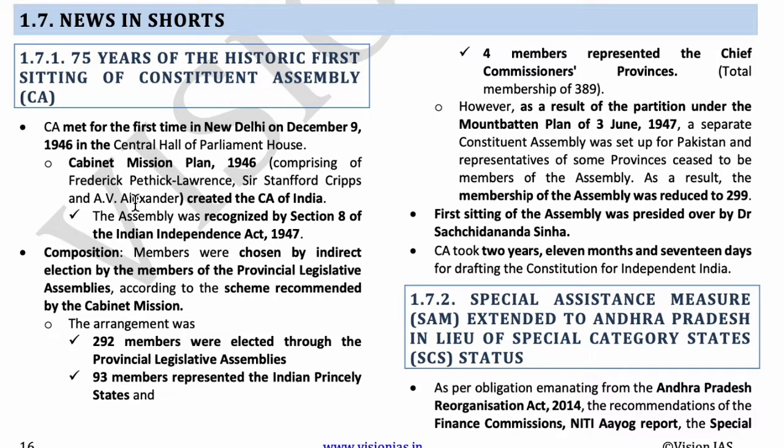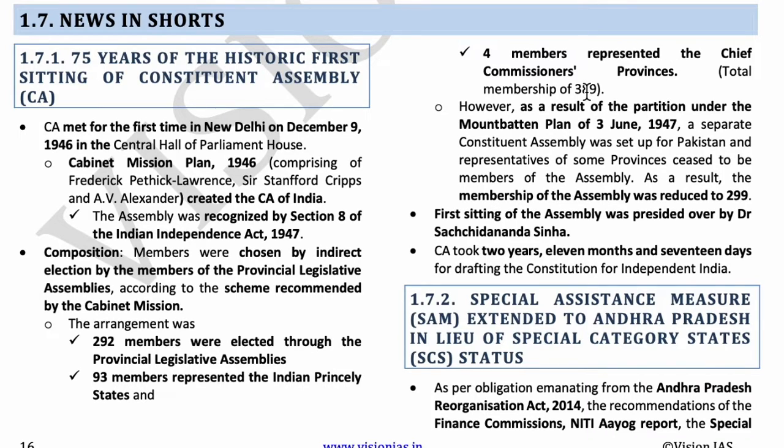So there are three. Okay, so now this Constituent Assembly was recognized under Section 8 of the Indian Independence Act 1947. As per the recommendations of the Cabinet Mission, 292 members are elected through provincial legislatures, 93 members are from princely states, and 4 members are from Chief Commissioner's provinces. So the total consists of 389 members. Okay, they are from provincial legislative assemblies, princely states, and also Chief Commissioner's provinces.